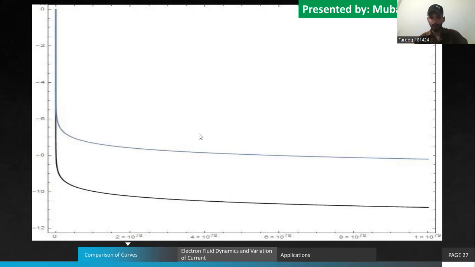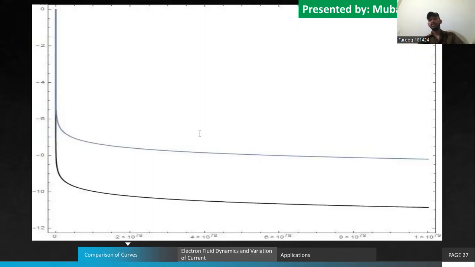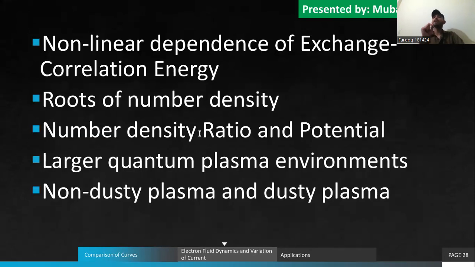Because of the spin effects, energy keeps being released in the form of heat or different forms of energy. So what we have seen from this graph, or from the whole system, is the non-linear dependence of exchange correlation energy.